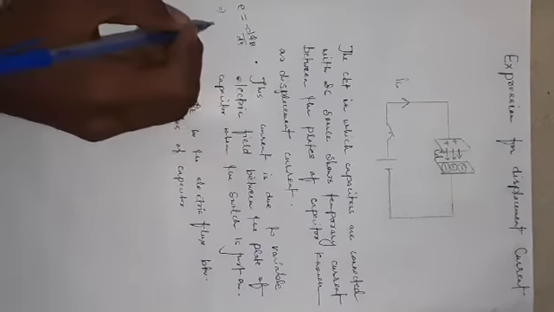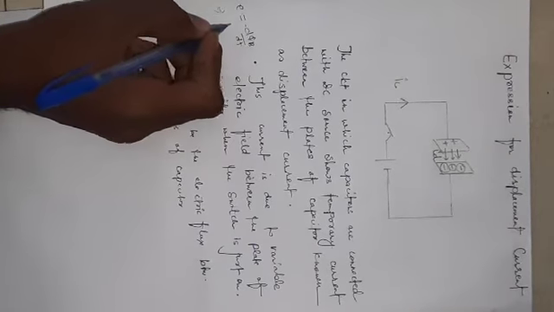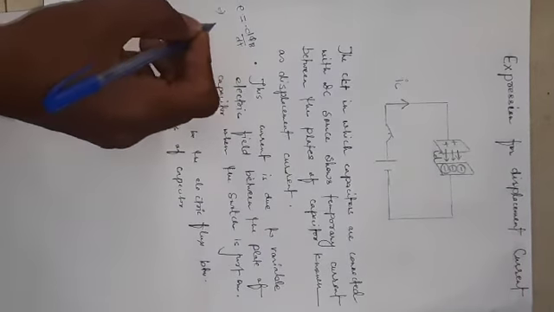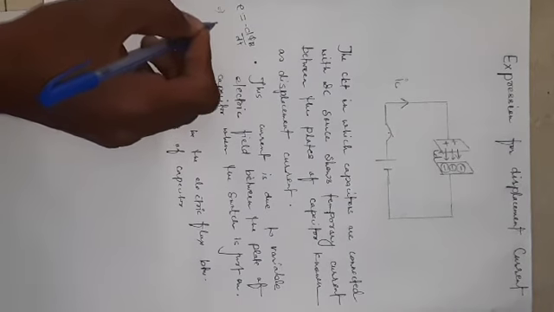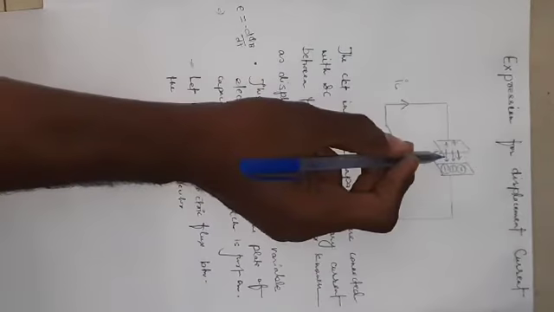Since there is a variable magnetic field, obviously there will be flux changes. From Faraday's law, we have E is equal to minus d phi by dt. Since a voltage difference gets generated, obviously the current will flow between the plates of the capacitor.